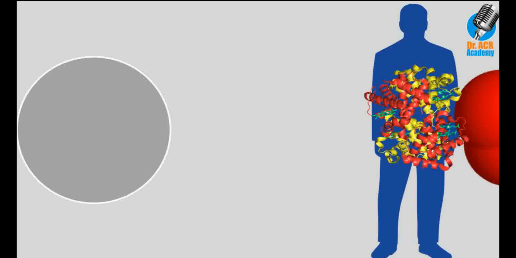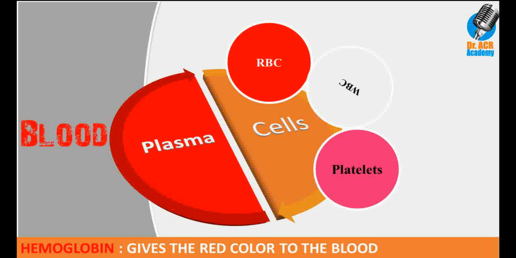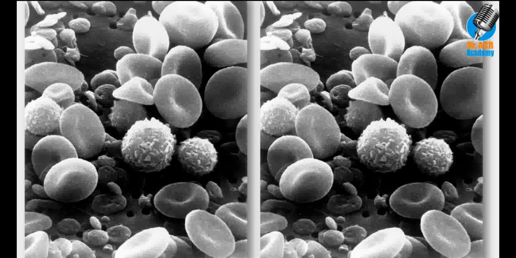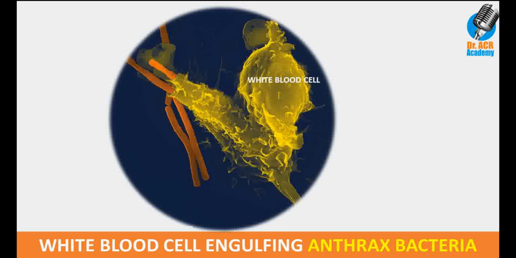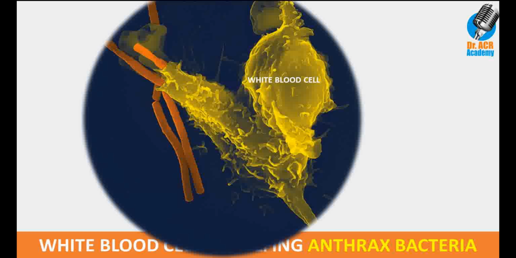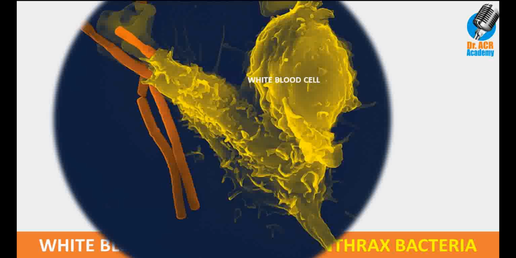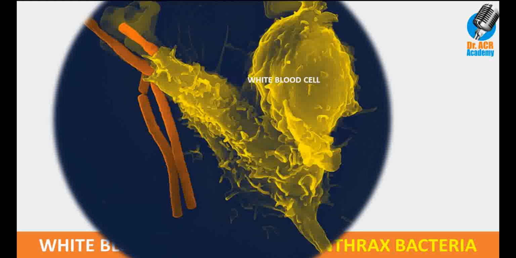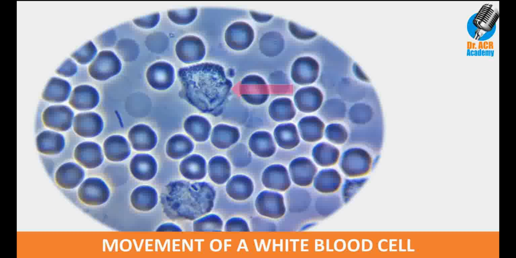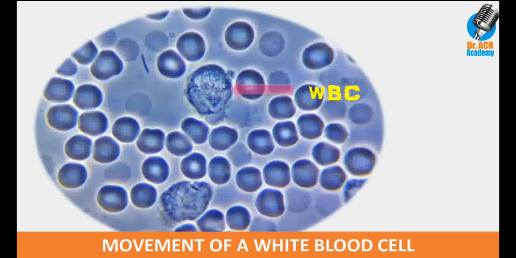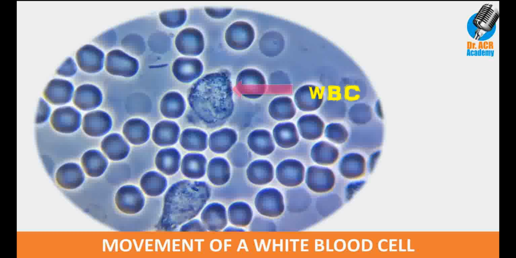Next, the white blood cells. The white blood cells help to fight against disease-causing organisms. Usually we call them germs or pathogens that enter into our body. So these WBCs fight with the cells which cause disease and kill them.